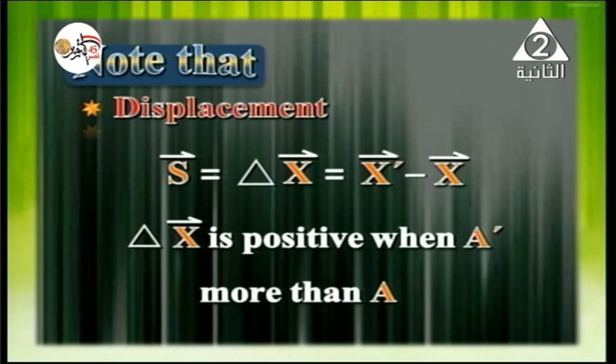Then delta x is positive when A dash is more than A, or A dash is far from A, or more distant than A.